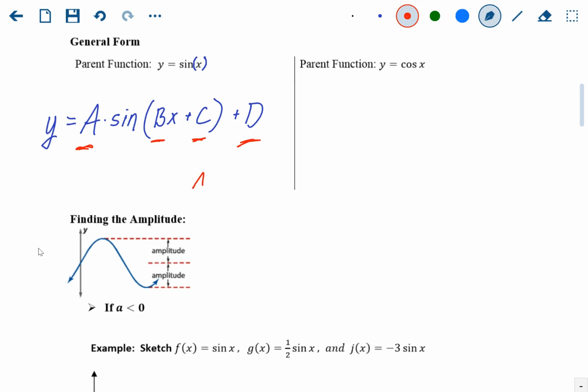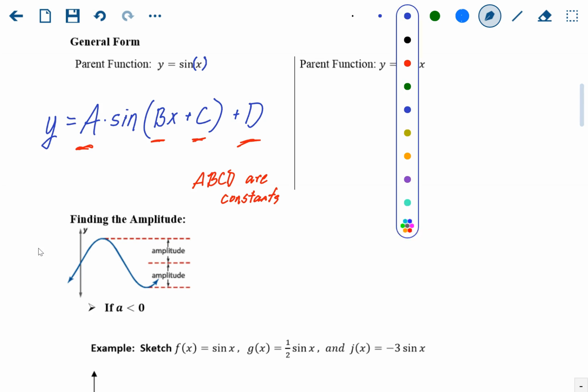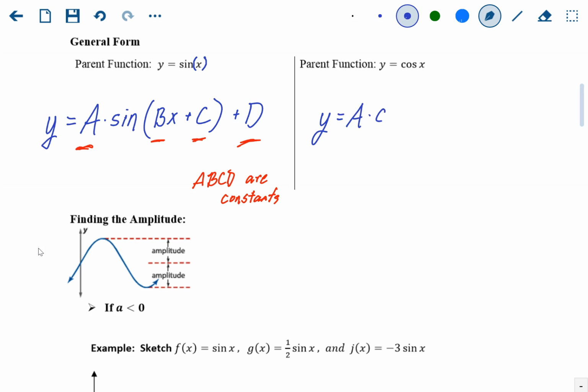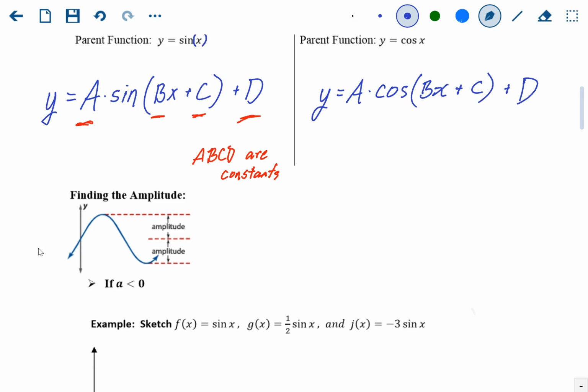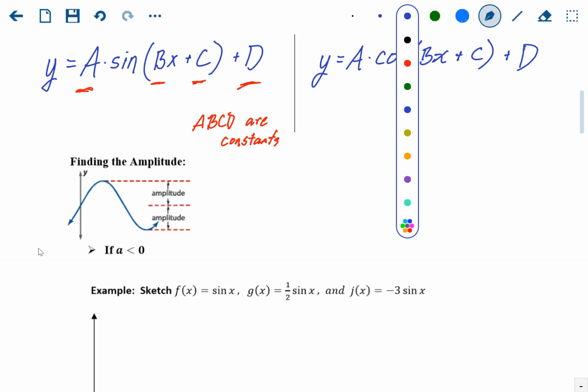Okay, that's the input. All right, so there's an a, a b, a c, and a d. Those are all just constants. Those are going to be numbers. They might be 0, though A and B can't be. But those are just numbers, so we could put numbers in any of those 4 slots. And cosine of x is the parent function, or you could have the general form with the a, b, c, and d inserted. Okay, so we're going to be able to find all of the same important features, but without a graph this time, just given an equation.